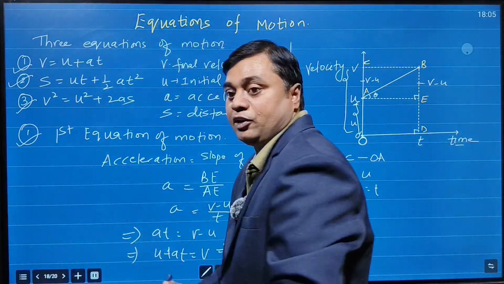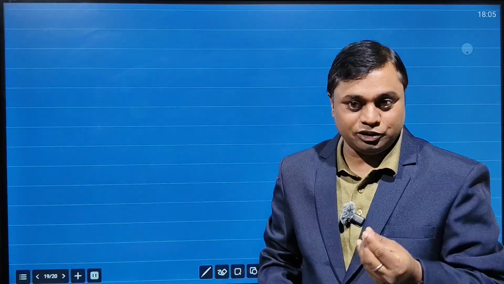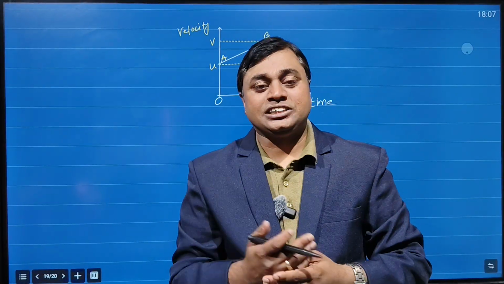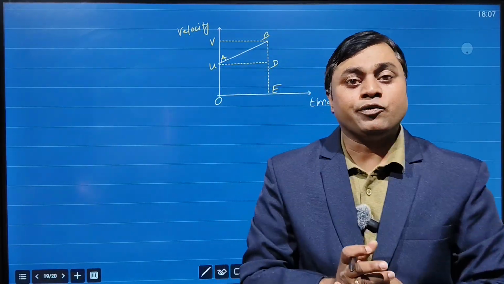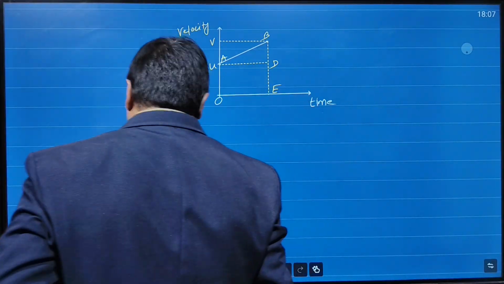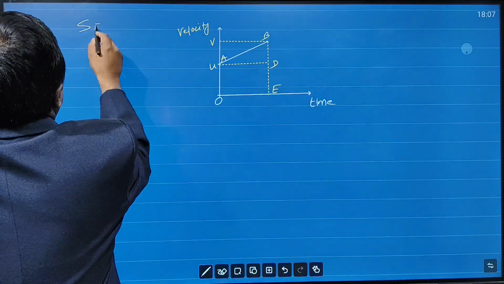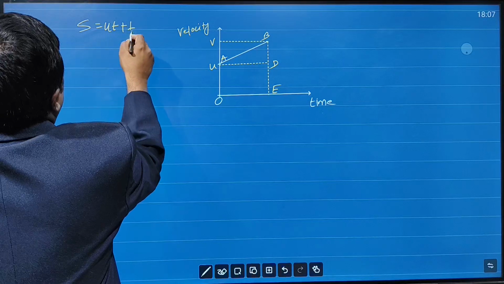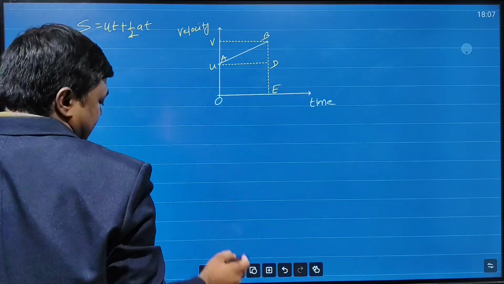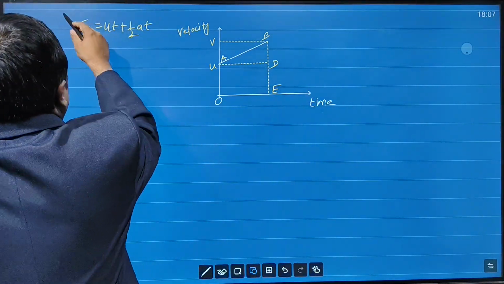Next we will learn the second equation of motion. Second equation of motion, that is S is equal to... What is the second equation of motion? S is equal to ut plus half at square. This is the second equation we are going to derive.